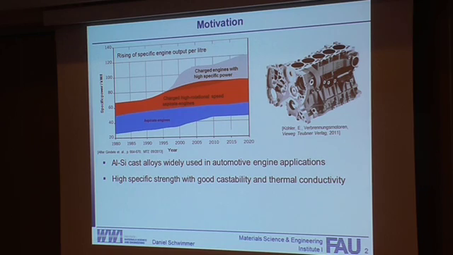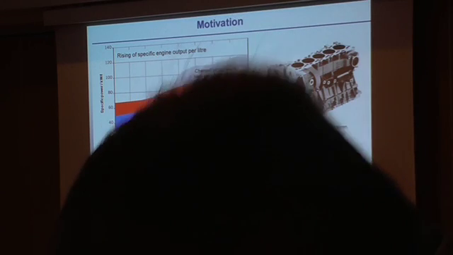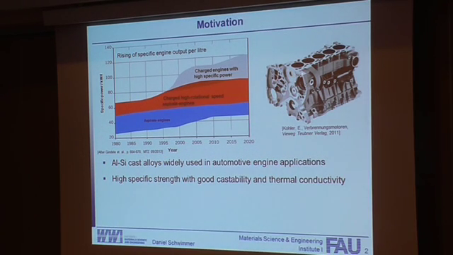So, what's the motivation of my talk? I think most of you know that aluminum silicon cast alloys are widely used in automotive engines, like engine blocks or cylinder heads. You can see that in the picture on the right-hand side. The main positive things of aluminum cast alloys are good castability and good thermal conductivity, with a high specific strength.